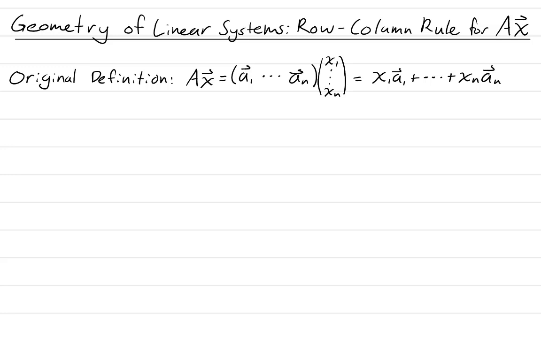Hello and welcome back. In this video, we're going to learn an alternative way to compute matrix times vector multiplication. First, let's see what happens when you multiply a matrix with only one row by a vector.